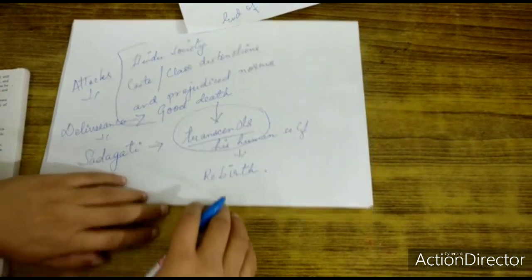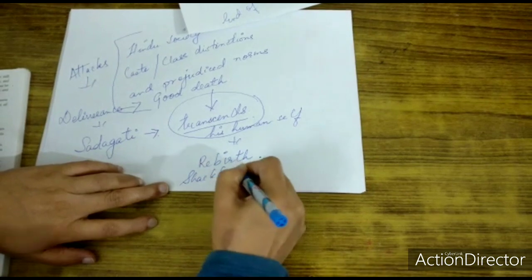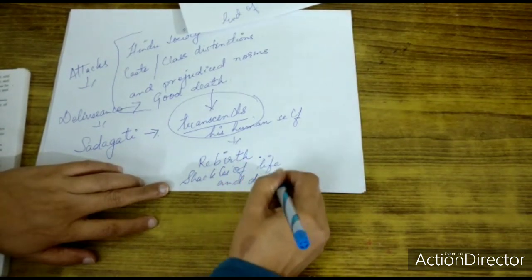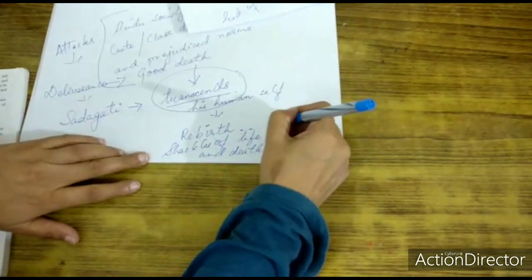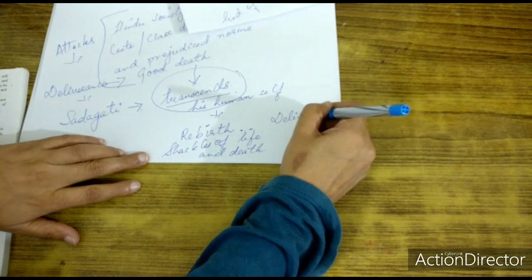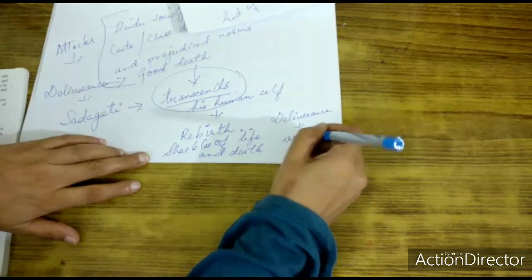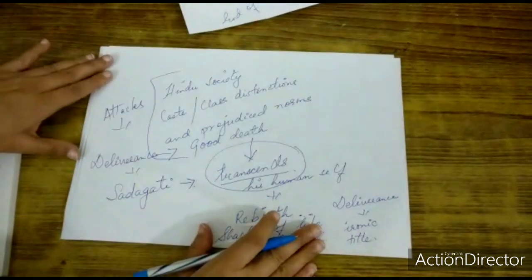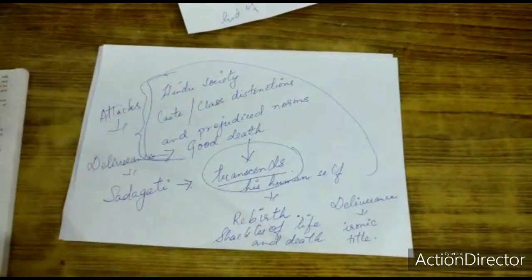He frees himself from the shackles of life and death. So this is how Deliverance is an absolute ironic title given by Munshi Premchand to attack all this.